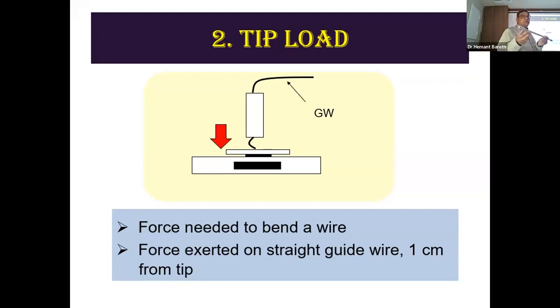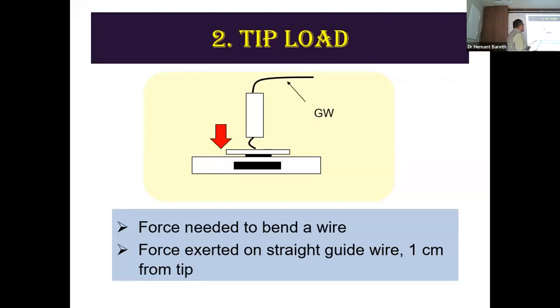Or you may have a situation where the balloon crosses but the stent does not cross. That is again dependent on the rail support. If you use a more heavy duty wire, then you may be able to pass the balloon or stent, as the case may be. But the second thing is tip load.